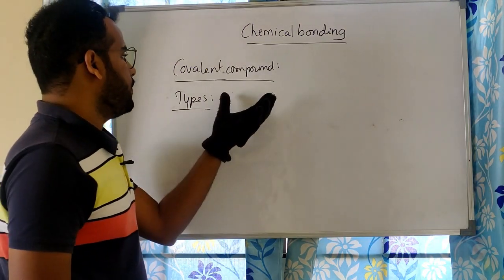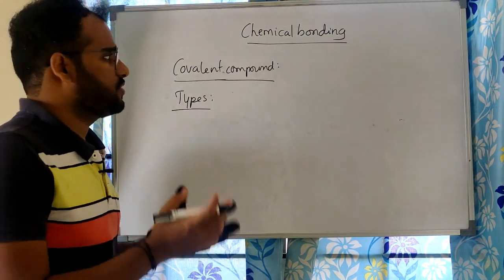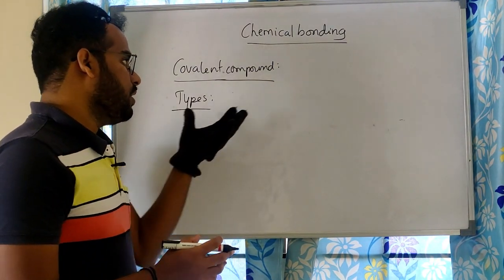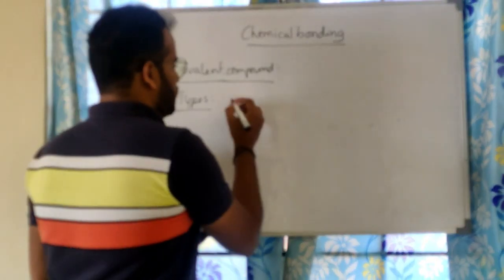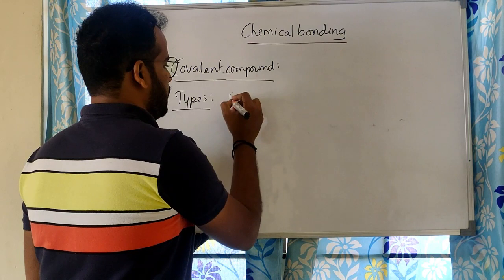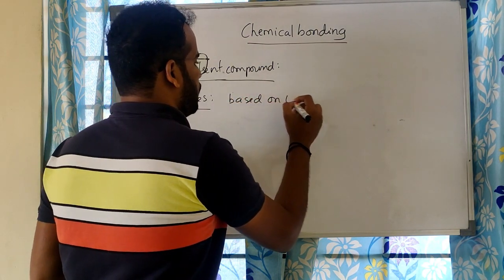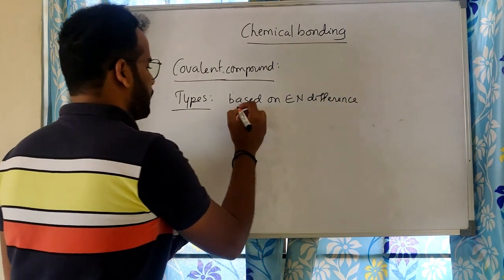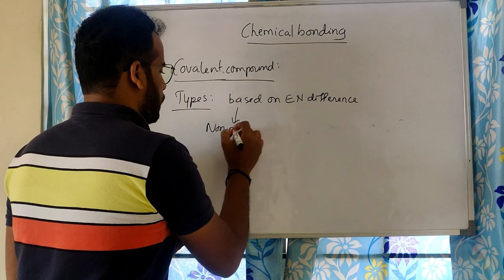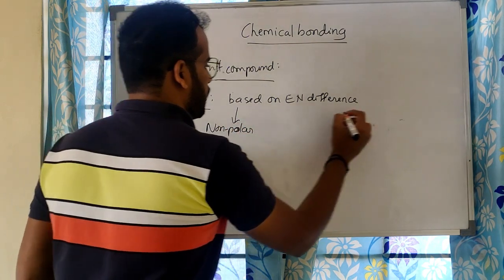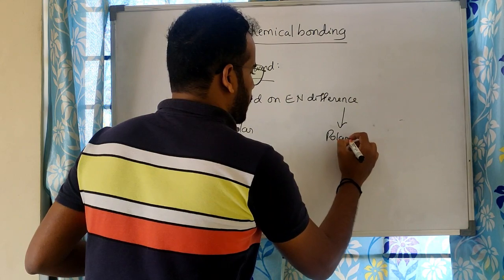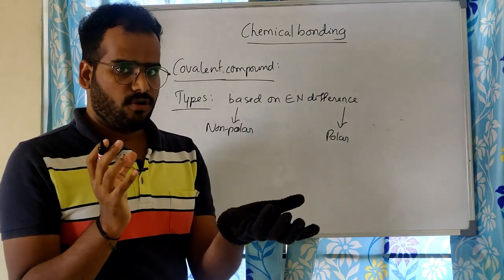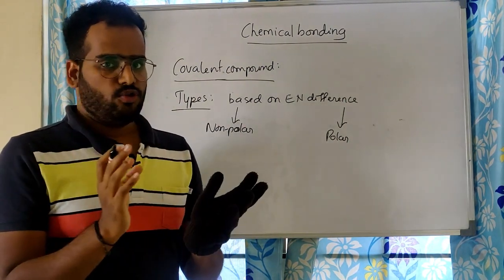Next, the compound which has the covalent bond, or which is formed by the mutual sharing of electrons between the two atoms, is called a covalent compound. We have two types here, based on the electronegativity difference, so you might have already known this. One is non-polar covalent compound, another is polar covalent compound. Polar means two poles are formed. Non-polar, the molecule is not forming two poles.